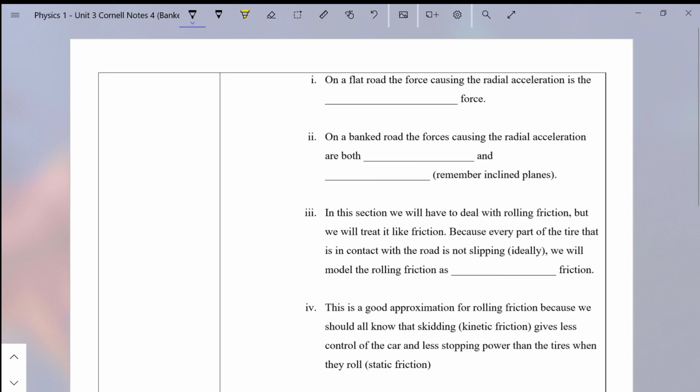Now, if I have a flat road, then the only thing acting in that direction is a friction force. So on a flat road, the force causing the radial acceleration is just friction. This is like a rolling friction.